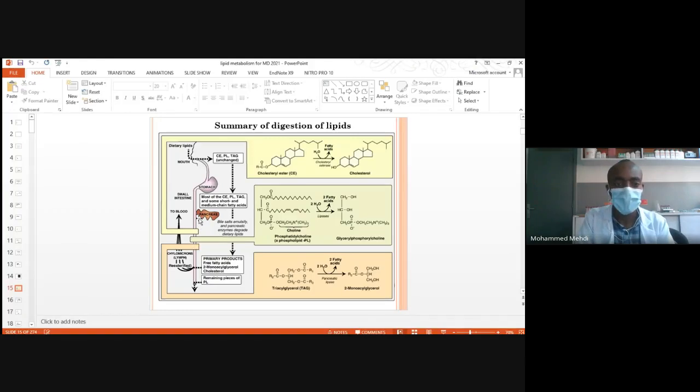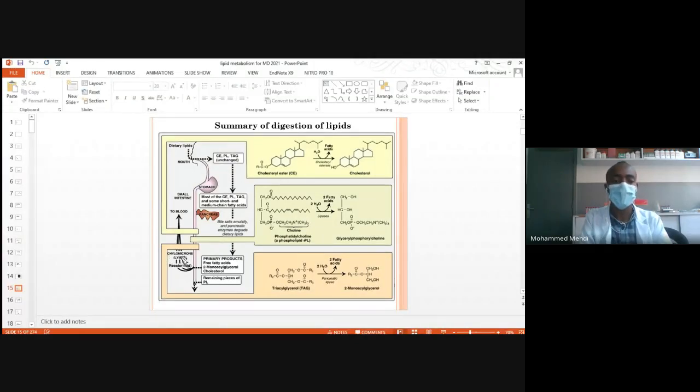After this digestion, there will be absorption into the lymphatic vessel first. These end products will be absorbed first into the enterocyte. In the enterocyte, there is re-esterification, re-synthesis of triacylglycerol, cholesterol ester, and phospholipid. After making those lipids, protein is added for the formation of the first lipoprotein, chylomicron.